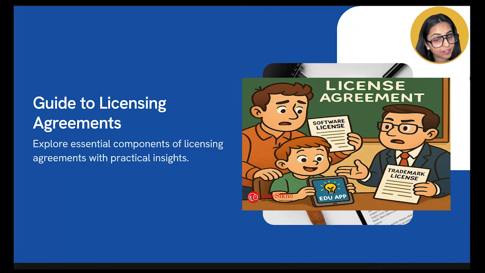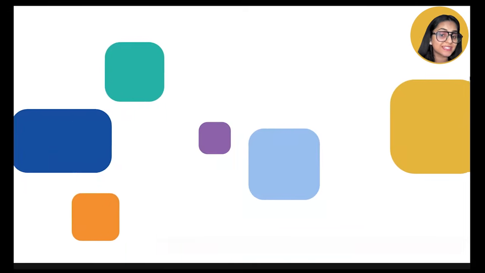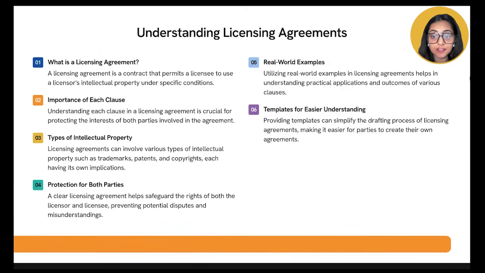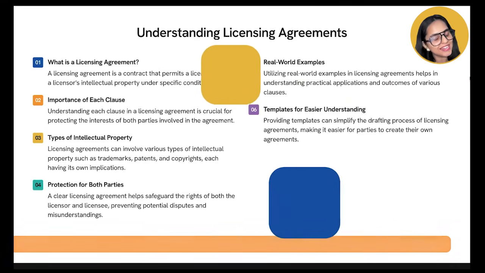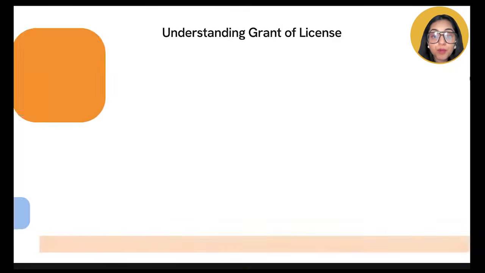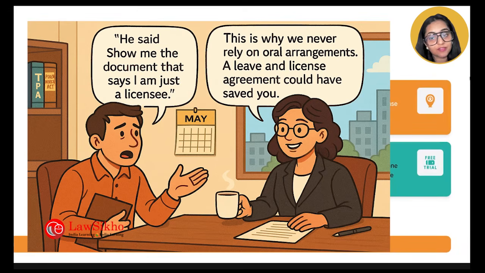Now, licensing agreements are contracts where a licensor allows a licensee to use intellectual property under certain conditions. Whether it's a trademark, patent, or copyright, having a clear agreement can protect both parties and ensure everyone is on the same page. Today, we'll break it down clause by clause and provide real world examples and templates to make the process easier. Let's start with one of the most important clauses, the grant of license.